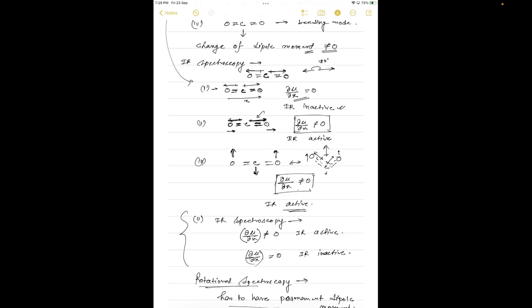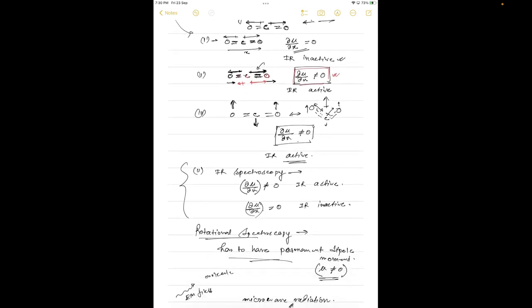Now the dipole moment corresponding to this CO bond is directed towards this direction, and the dipole moment corresponding to this CO bond will be directed towards this direction. But due to the antisymmetric stretch, the magnitude of the dipole vector will be different. So if we calculate the change of dipole moment due to this antisymmetric vibrational motion, we will get a net dipole moment during the motion. So that's why the change of dipole moment, del mu del x, is not equal to zero in this case. So that's why this mode will be IR active.